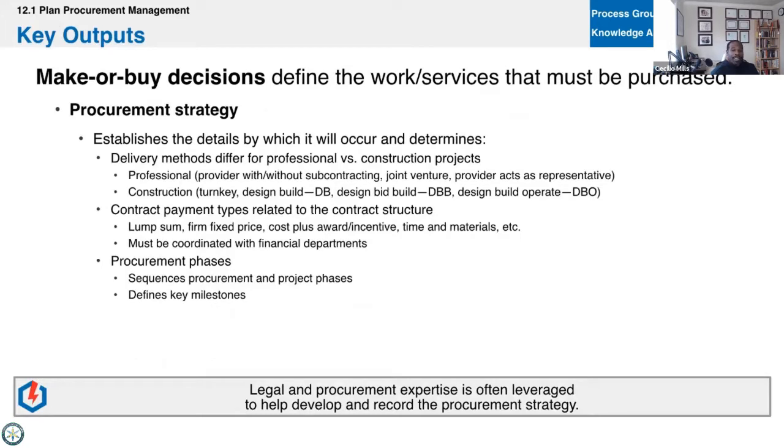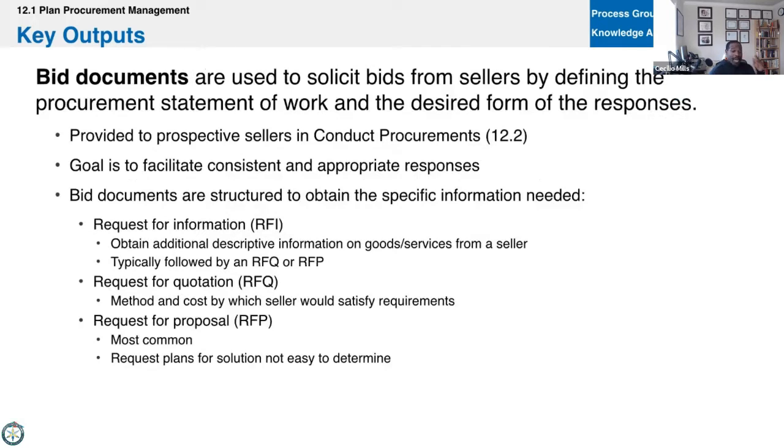So, okay, we get the make or buy decisions. These are the outputs. All right, should we do it in-house? Should we outsource it? Here's a couple examples in terms of the delivery methods and contract types. We'll get the bid documents.